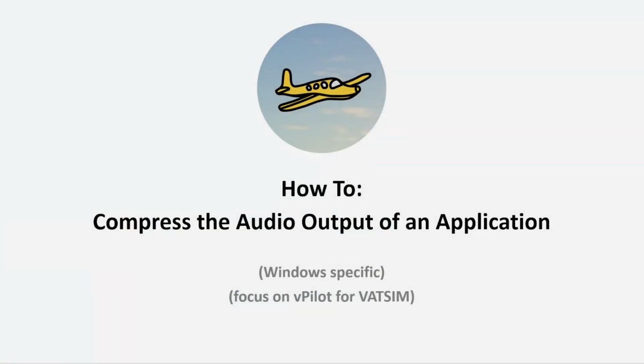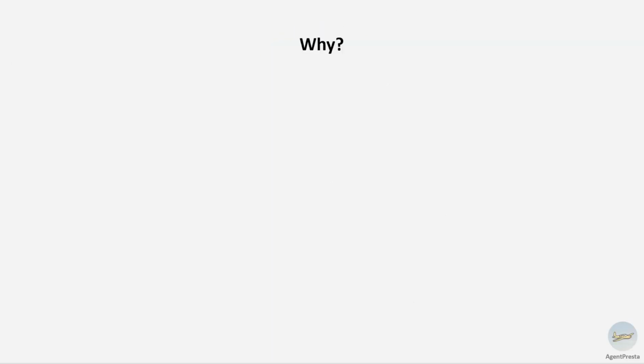Hello, I'm Agent Presta, and today we're going to look at how to compress the audio output of an application in Windows. The primary focus of this is going to be on the application vPilot, which is used for VATSIM, but keep in mind that these procedures could be applied to other programs as well. If you needed to compress the audio of a different program, it could be used across different ones.